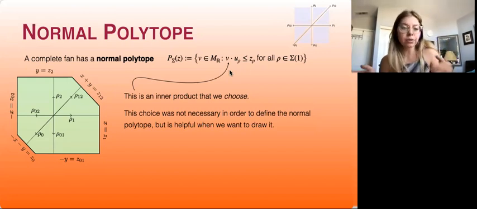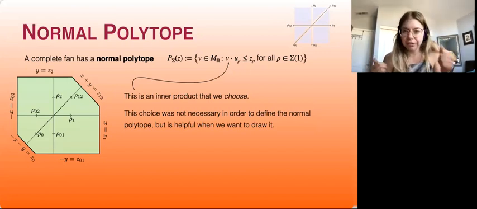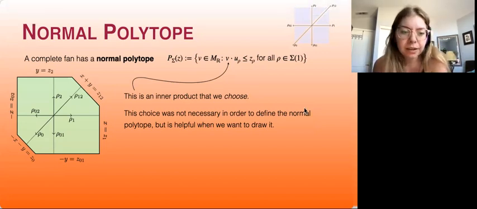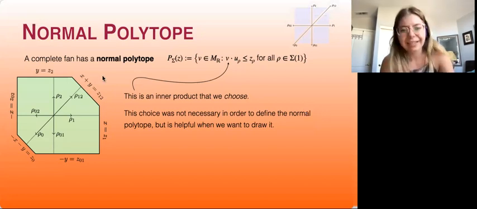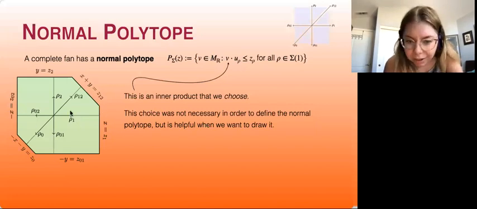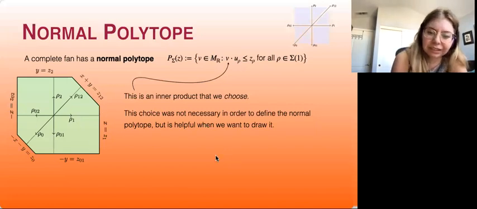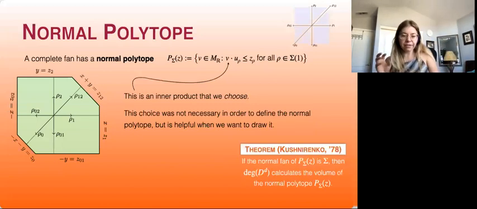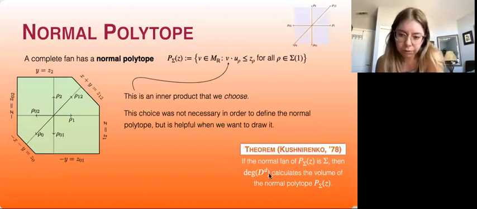But in order to draw this, we need to identify the vector spaces, the dual space and the original vector space. To draw it, I have to choose a basis. So we did choose the dot product here and chose a basis. What is it? 1 and 2. It's a well-known fact that the volume polynomial of a fan calculates the volume of its normal polytopes, under this condition that the normal fan of this normal polytope is the fan itself. So the volume polynomial calculates the volume of the normal polytope.